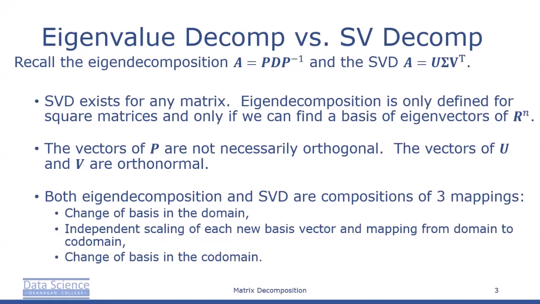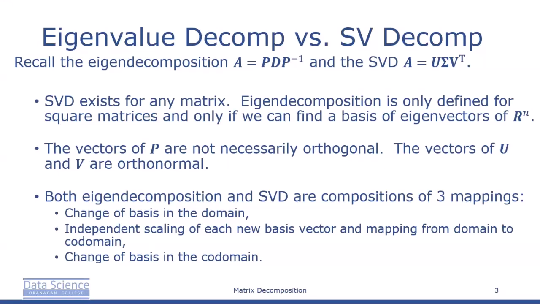The vectors in the eigendecomposition matrix P are not necessarily orthogonal. That is, the changing basis is not simply rotation and scaling. On the other hand, the vectors in the matrices U and V in the singular value decomposition are orthonormal. They do represent rotations. Both the eigendecomposition and the singular value decomposition are compositions of three linear mappings.